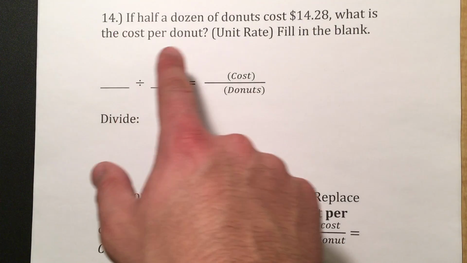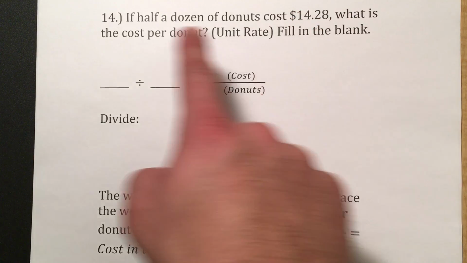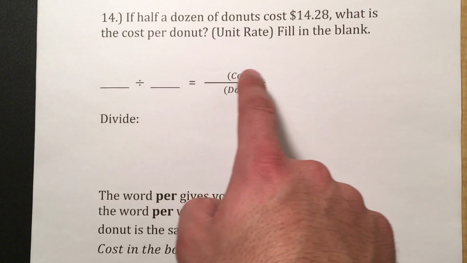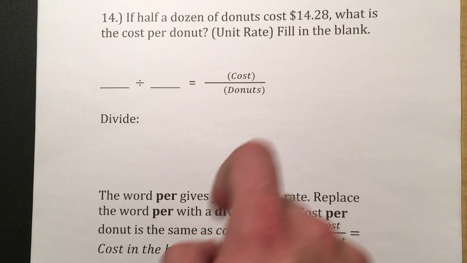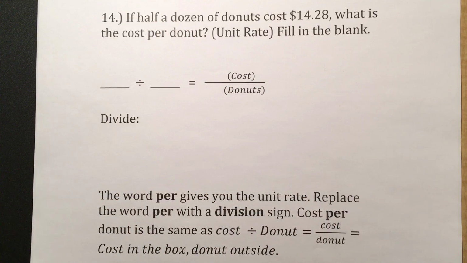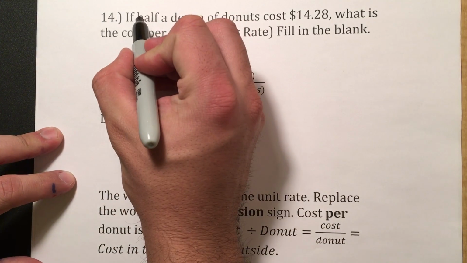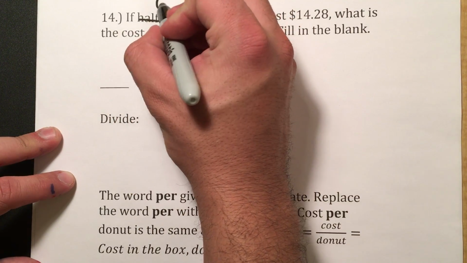Okay, here it says if half a dozen of donuts cost $14.28, what is the cost per donut? And this is a unit rate problem. Unit rate means out of one. So we know that half a dozen, how many donuts would that be? We know that a dozen is 12. Half of 12 is 6, so 6 donuts.